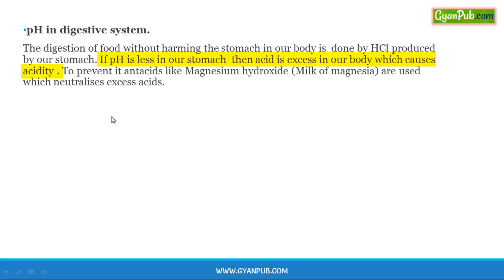So acidity is caused due to the increase in acid, and if the decrease in pH value is very large, then acidity is caused, as it destroys the lining of the stomach, and the pain is more. To prevent this acidity, antacids like milk of magnesia are used, which are bases that neutralize excess acids, and many acidity patients use milk of magnesia.